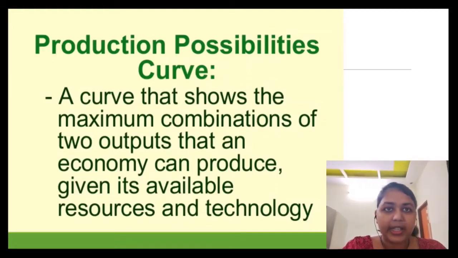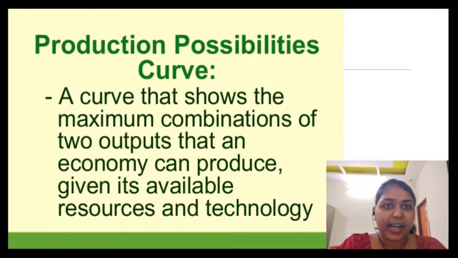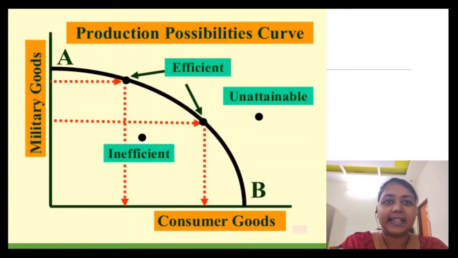It's a curve that shows all the possible combinations in which two goods can be produced using all the resources that the economy has and using the technology at its best. Now let us look at how a PPC curve looks. So this is how a PPC curve looks.